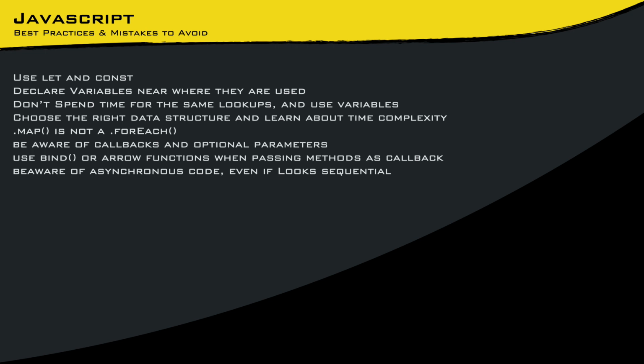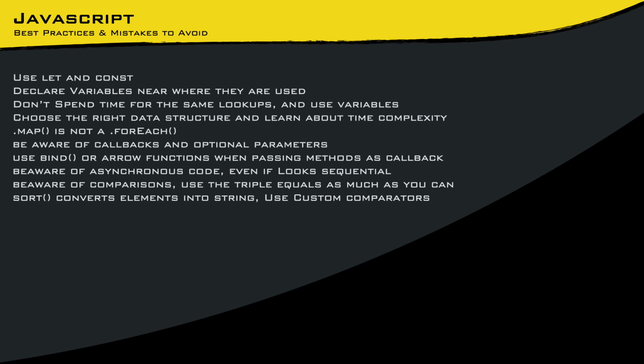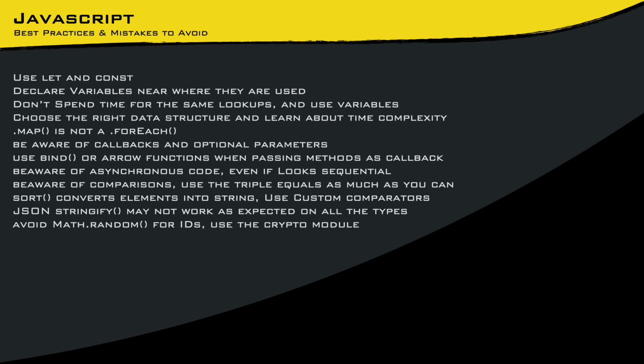Be aware of asynchronous code. Even if the code is written sequentially, a callback may be called later. Be aware of comparison, use the triple equals as much as you can. Keep in mind that the sort method converts elements into strings, and you should provide your own comparator. JSON stringify may not work as expected on all the types, but you can provide a function to convert the unhandled objects. Avoid using Math.random for IDs. Use the crypto module's random values function if you need a secure random.